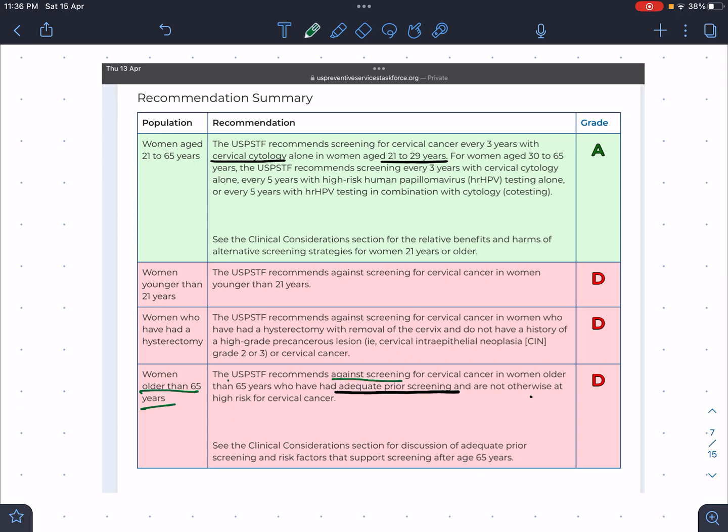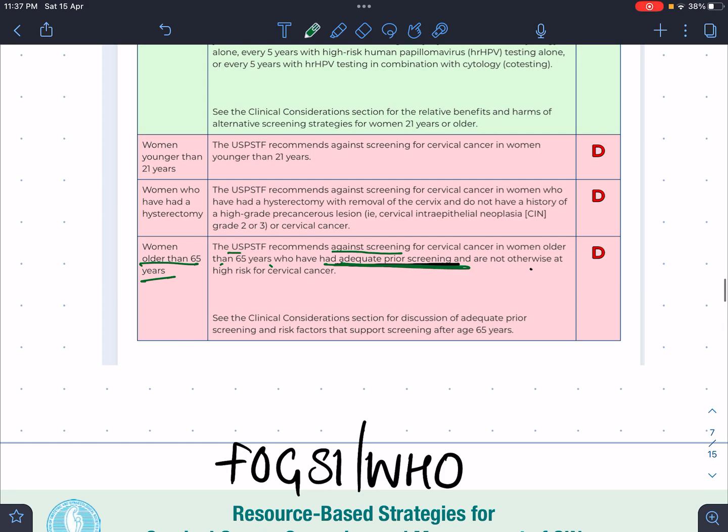the United States Preventive Task Force recommends against screening for cervical cancer in women older than 65 years who have had adequate prior screening. What does that mean? What is the meaning of adequate? That they have been screened every 3 years for a lifetime, or have they been screened for the past 5 years? No, it means past decade, past 10 years, screen negative.